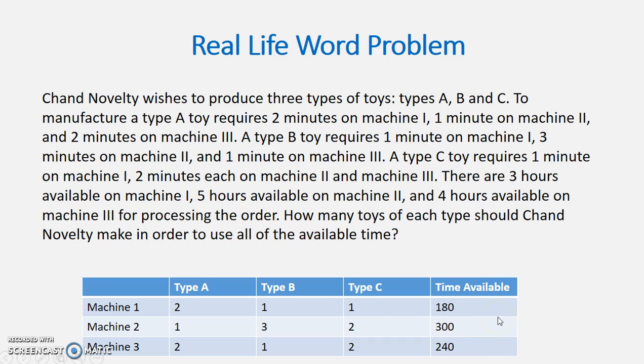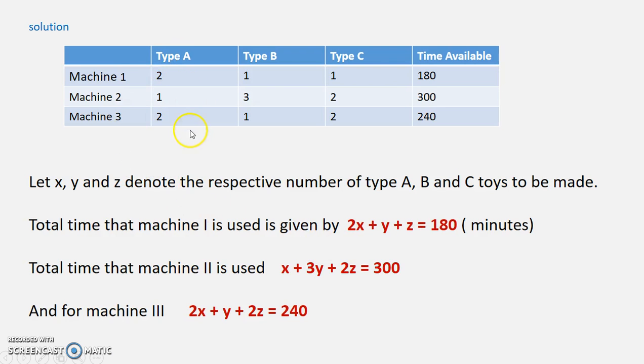So now when we write this as an issue, the question is how many toys of each type should Chand Novelty make in order to use all of the available time. Correct? So by using this table, you can form this equation that when you solve, I'm not solving it, it is an exercise for you. You will get the value of x, y and z. See, this is what respectively you are taking. X, y, z denote respectively the number of toys we want to find. Okay. This is an exercise for you.